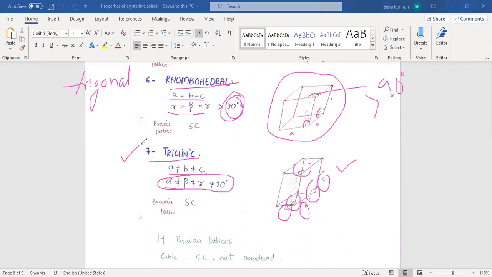Examples of triclinic are boric acid, potassium dichromate, copper sulfate. This is our today's topic about crystals and their classification, unit cell, crystal lattice.